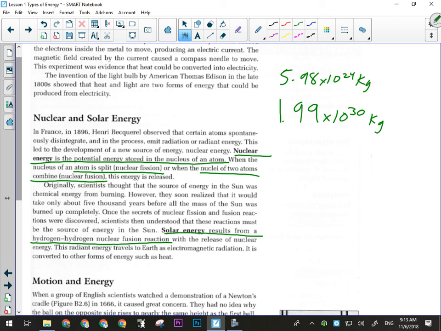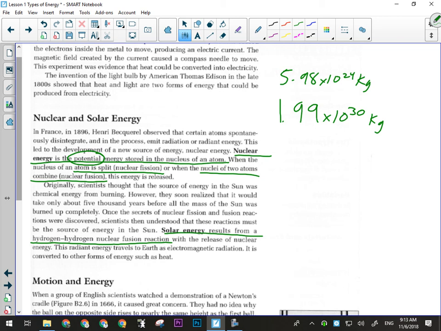So nuclear energy is a type of potential energy. It is the potential energy stored in the nucleus of an atom. If we alter the nucleus of an atom, as we learned in chemistry, we change chemically what that atom is. It would no longer be uranium; it might turn into lead or something like that. We change the nucleus. We release the energy that holds the nucleus together.